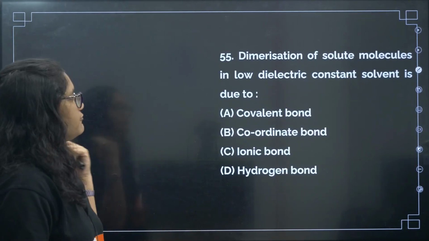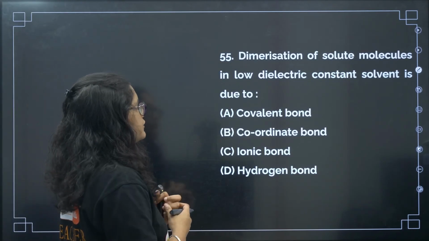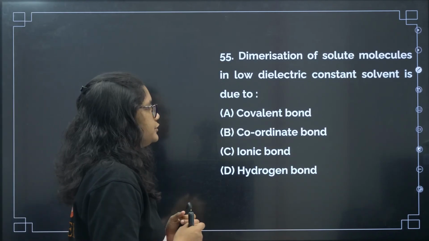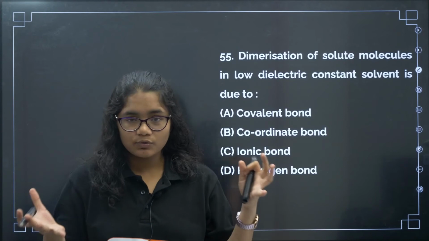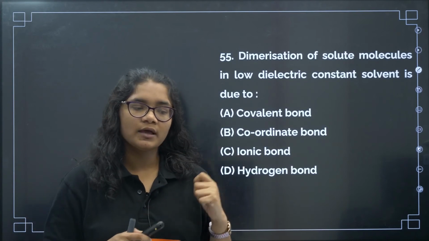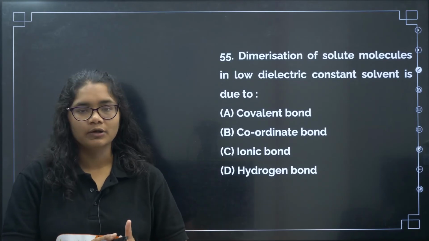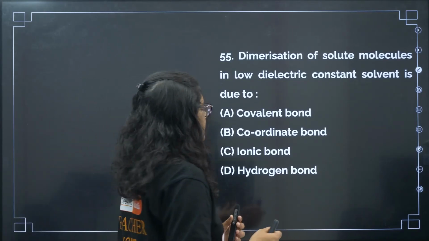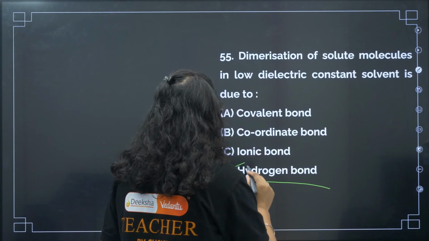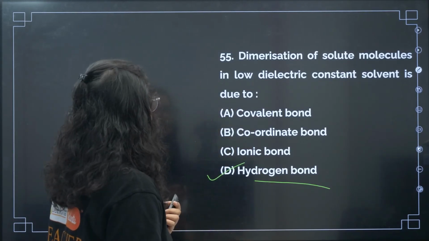Now coming to 55, dimerization of solute molecules in low dielectric constant is due to. Dimerization means when two particles, suppose you are adding two different molecules, but after going into the solution they form one molecule. Okay, so that happens due to the presence of hydrogen bonding. Okay, correct answer for this question is option number D.